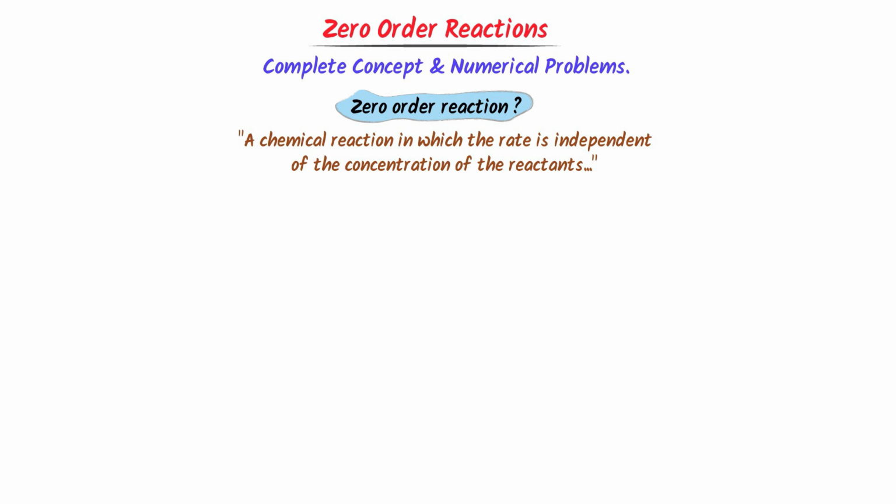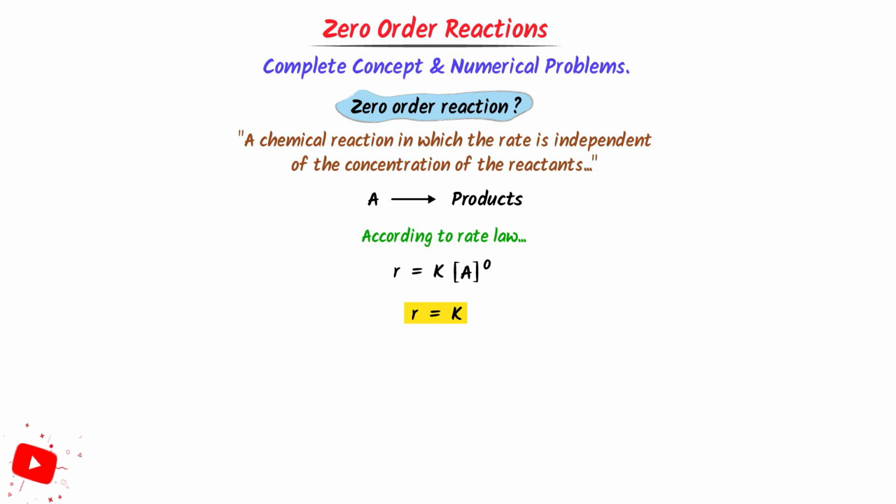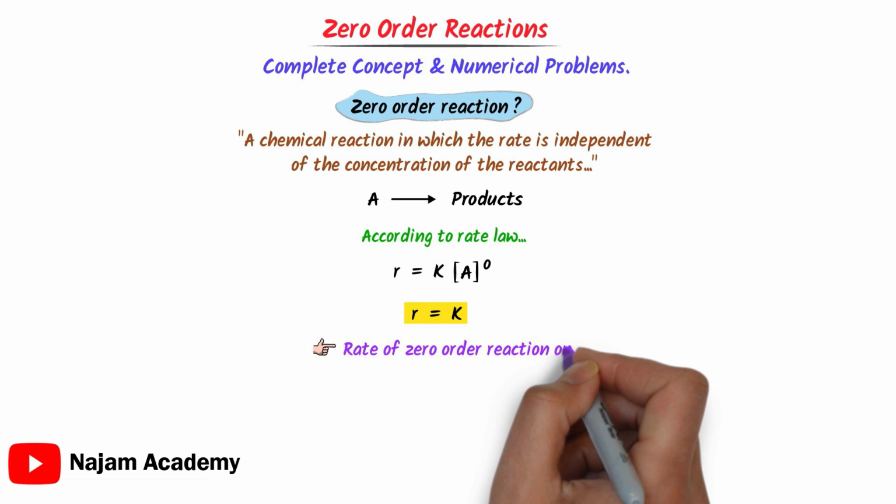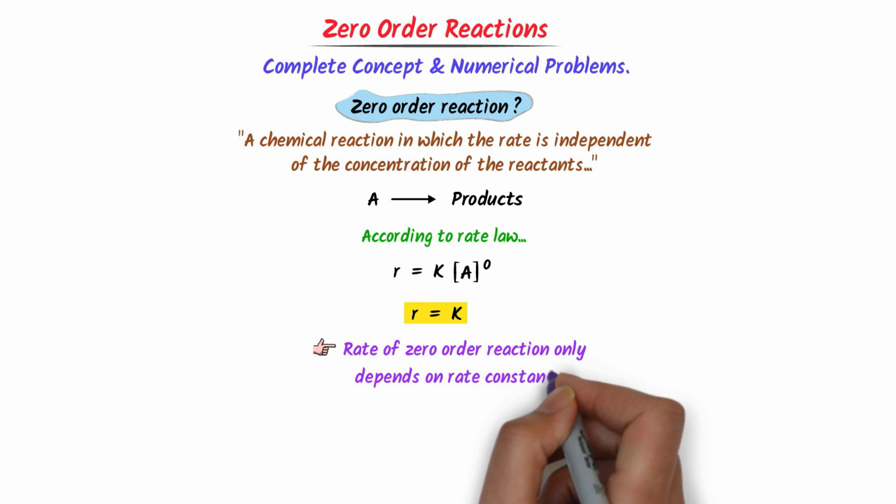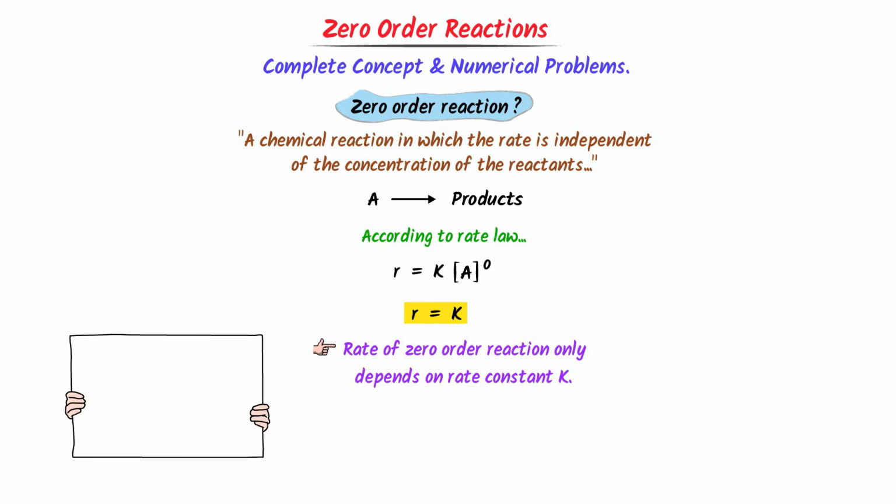For example, consider this general reaction. According to rate law, the rate of this reaction is R is equal to K into concentration of a reactant raised to the power 0. Or we get R is equal to K. It means that the rate of zero order reaction purely depends on rate constant K.